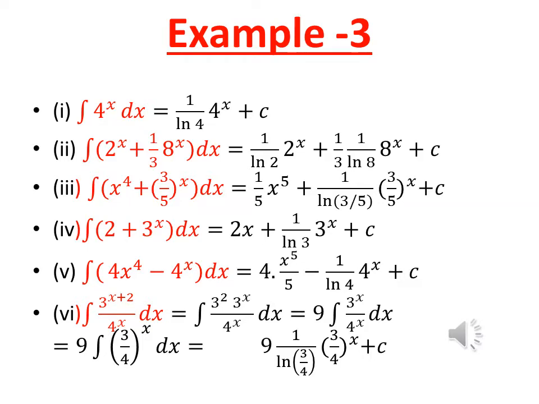Problem 3: integration of x power 4 plus c over 5 total power x. Distribute the integration. x power 4 gives x power 5 over 5, plus the constant 3 over 5 power x, which is 3 over 5 power x divided by ln of the constant, ln 3 over 5, plus c.